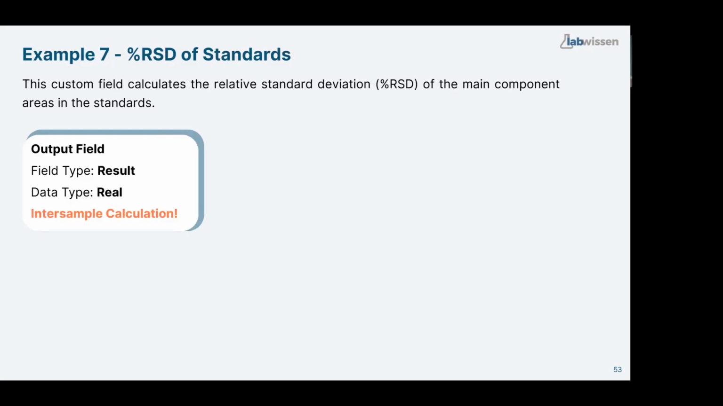Field type, result or peak, it depends. If I want to do it for each peak, I would take peak. But if I want to do it only for the main component, I will pick result, and I specify which one of my 5 peaks is my main component. So I took result here, the data type is real, and it's an intersample calculation. That means we have really special syntax here.